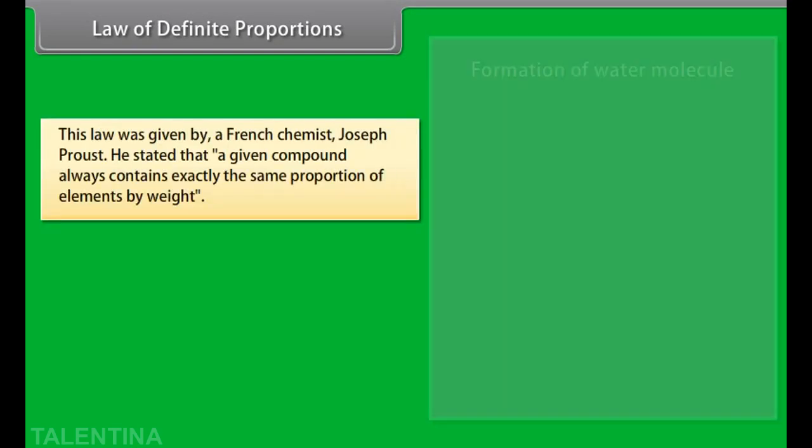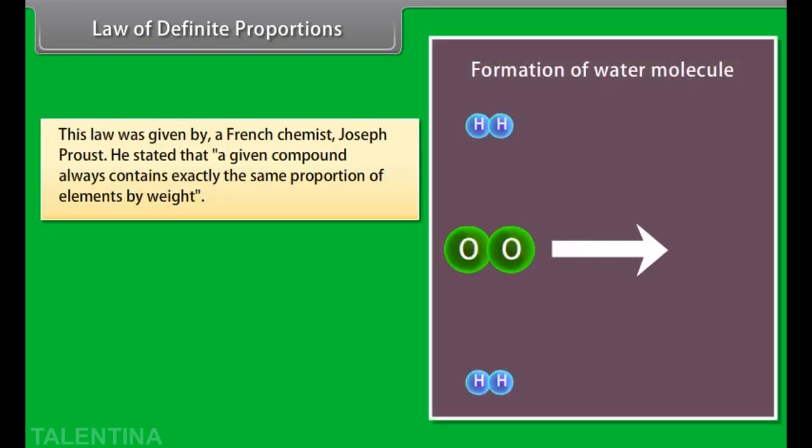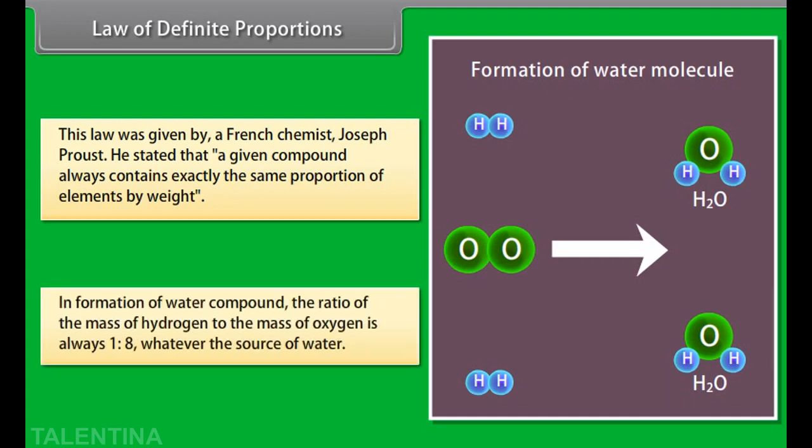Law of definite proportions. This law was given by a French chemist, Joseph Proust. He stated that a given compound always contains exactly the same proportion of elements by weight. In the formation of water, the ratio of the mass of hydrogen to the mass of oxygen is always 1:8, whatever the source of water.